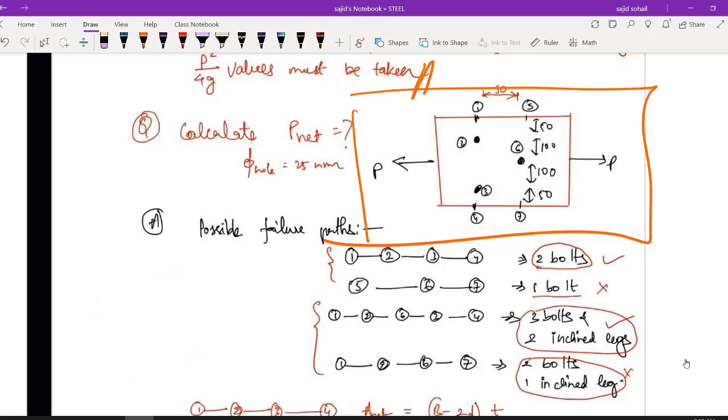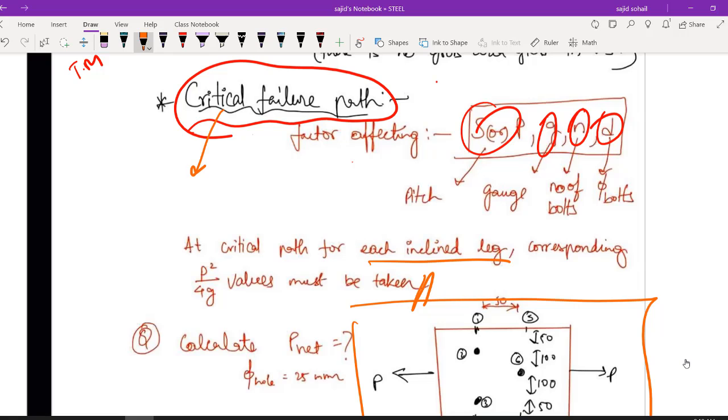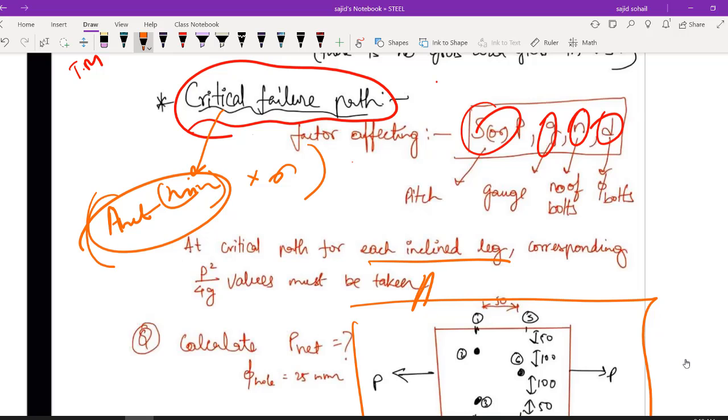But let us see which is a critical path. Okay, which is critical failure path. Obviously what is critical failure path? Along which my A net is minimum. A net जिसके along minimum बन रहा है, so that will be my critical failure path, because stress into area will be giving your force, right? If you are multiplying this with the stress which my plate is carrying, I will be getting my force which my plate can take. As simple as that, right? So obviously it depends on my A net.